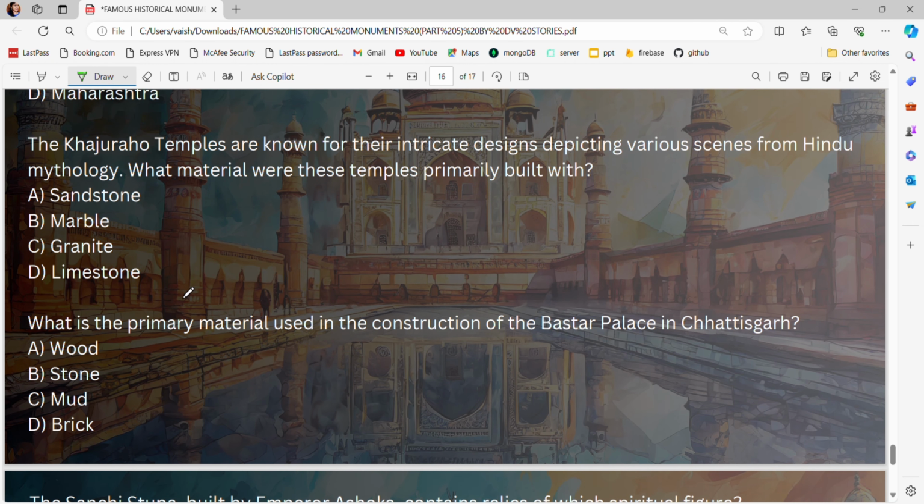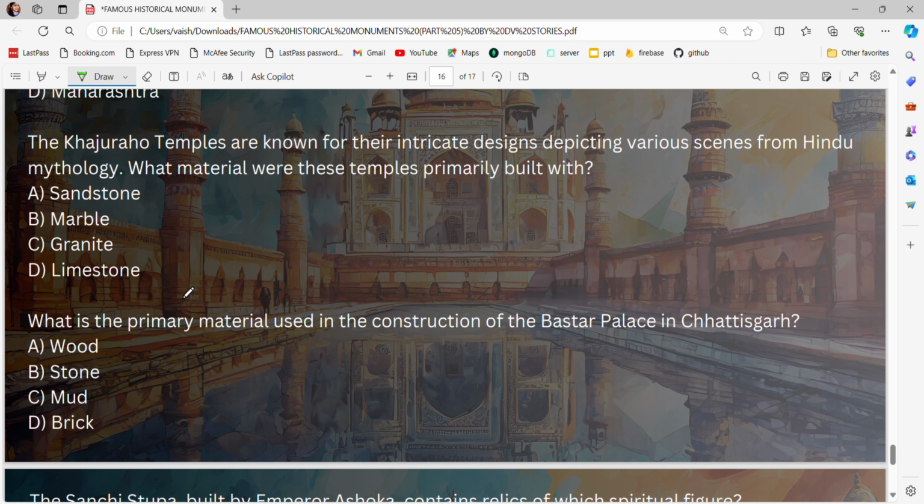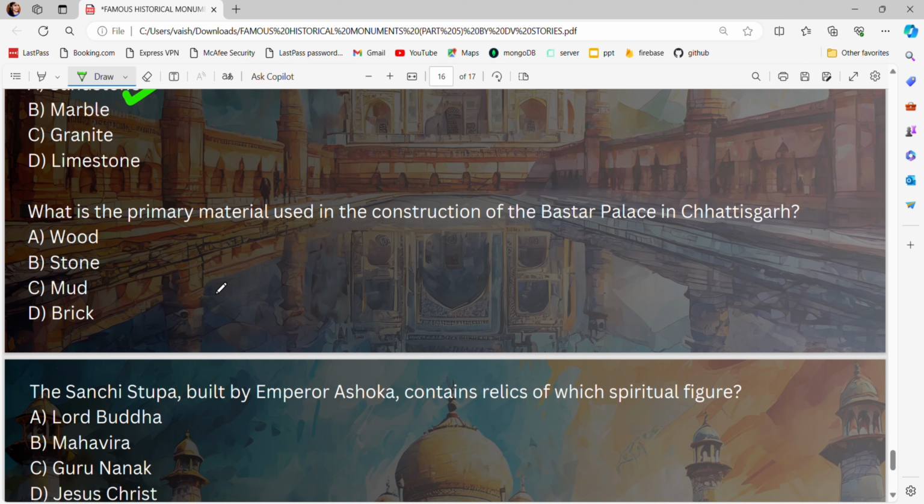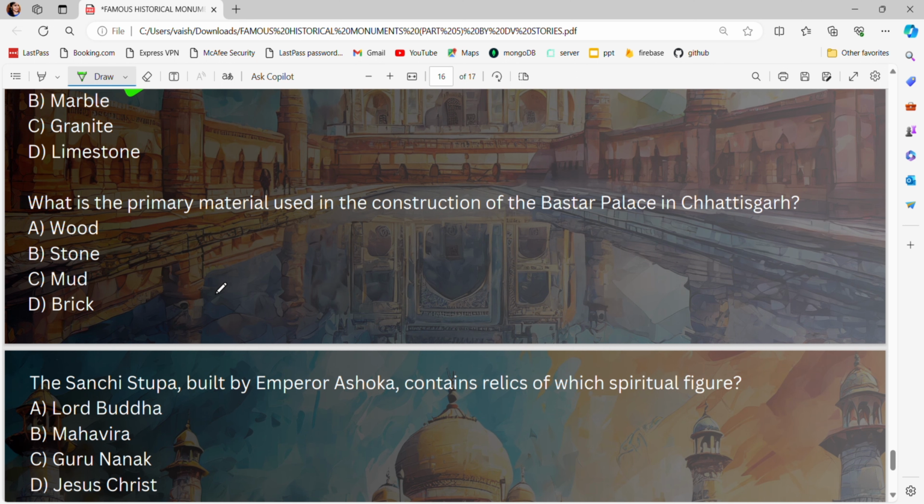Next, the Khajuraho temples are known for their intricate designs depicting various scenes from Hindu mythology. What material were these temples primarily built with? And the options are sandstone, marble, granite, limestone. Here the answer is sandstone.